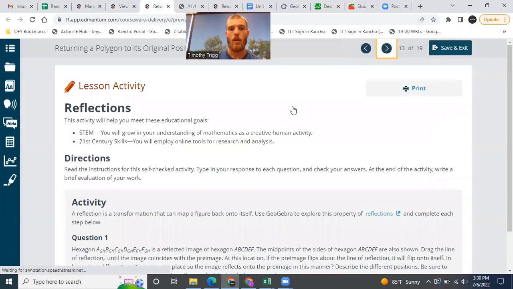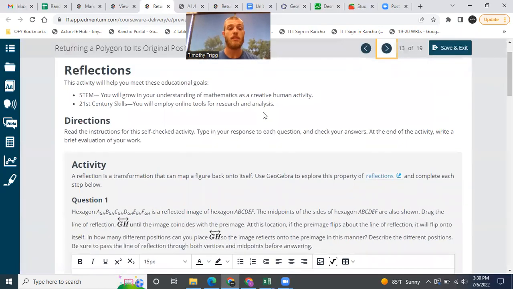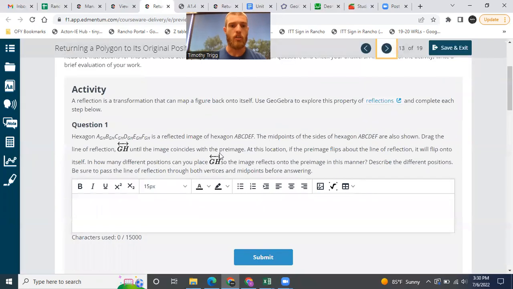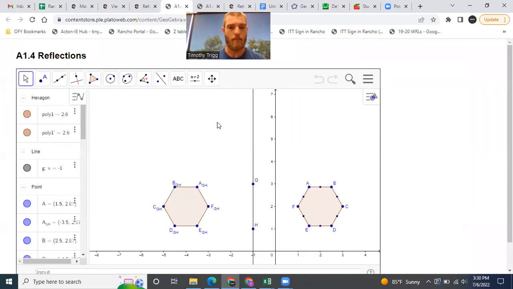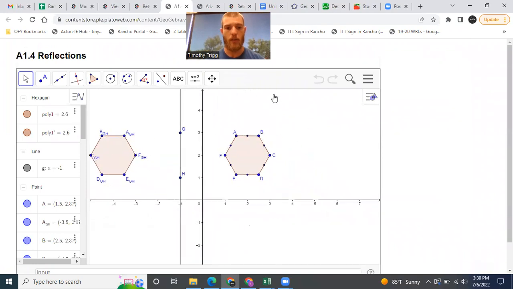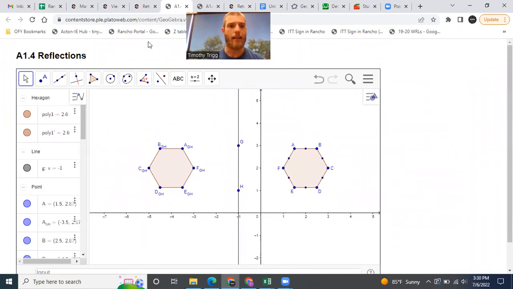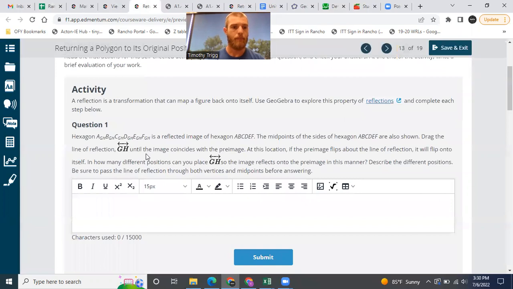Okay. Let's talk about how you can map something onto itself using reflections. Okay, so we talked about rotations. Now let's go ahead and talk about reflections. And lots of shapes can reflect onto themselves. And we're going to talk about that specifically here. So question 1. All right, so go ahead and open this reflections GeoGebra. So this should open another GeoGebra tab for reflections. And it should look something like this with a couple of hexagons and then line HG there.